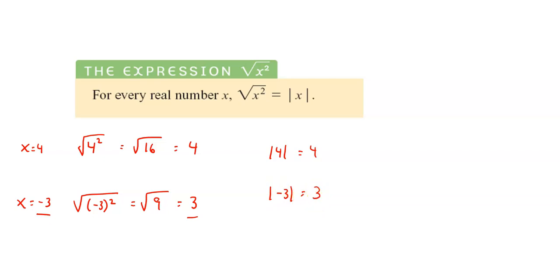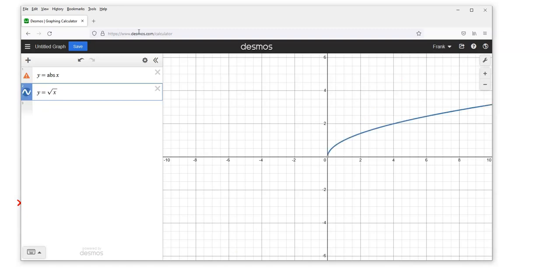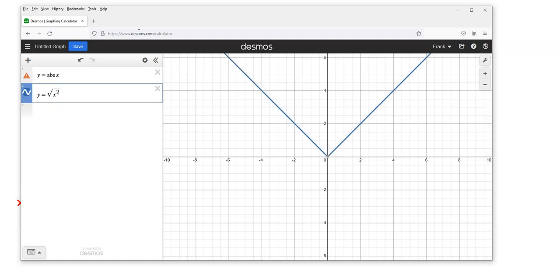If you're still not so convinced that this works, try graphing them. All right, so let me grab Desmos over here for just a second, and I'm going to put in 2 equations. I'll put in y equals the absolute value of x, and then I'll put y equals the square root of x squared.